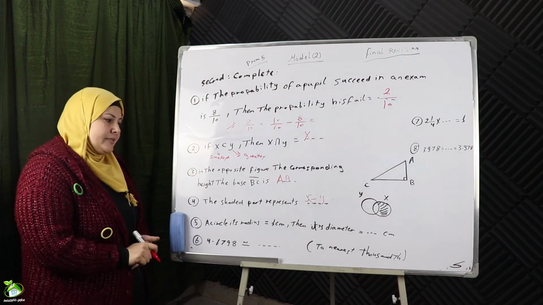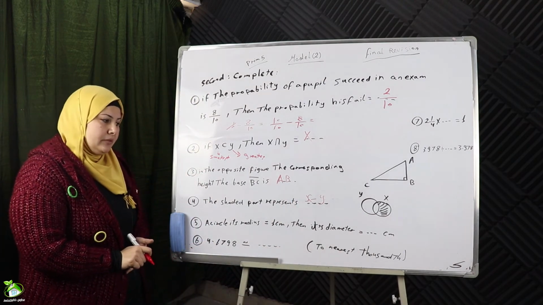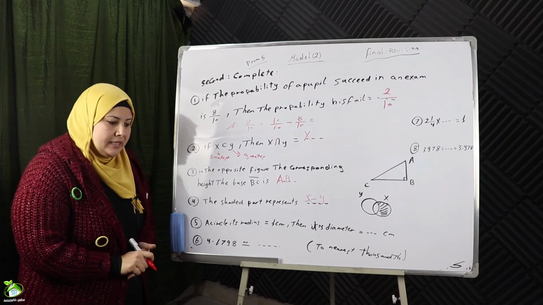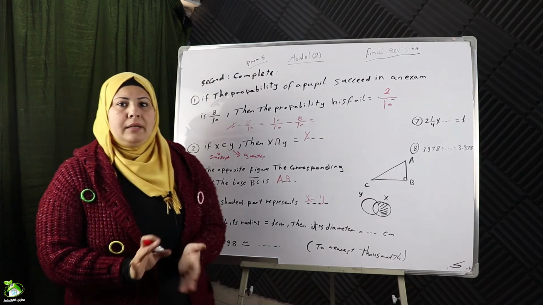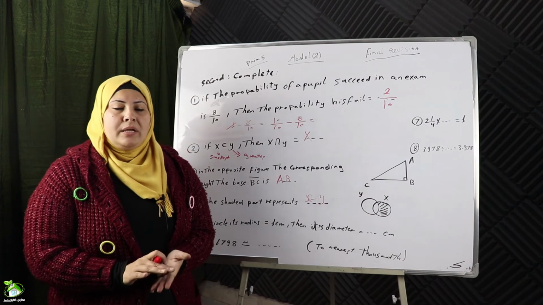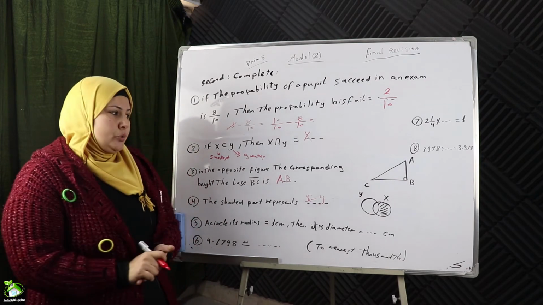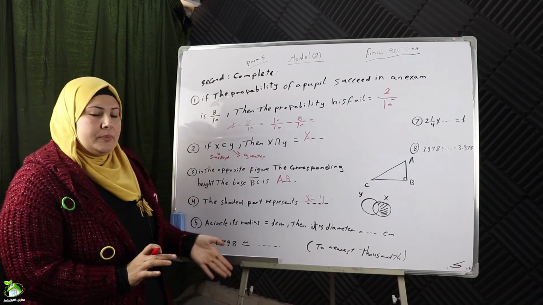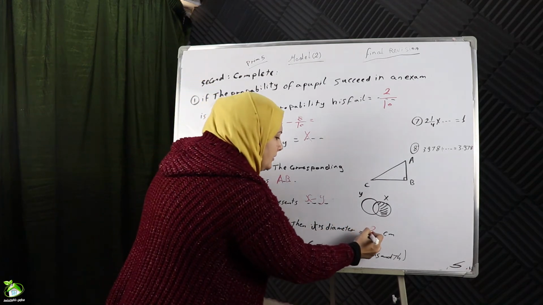A circle, its radius equals 1 centimeter, then its diameter equals... Diameter equals double the radius. Diameter equals 2 times r. So diameter equals 2 times 1 equals 2 centimeters.